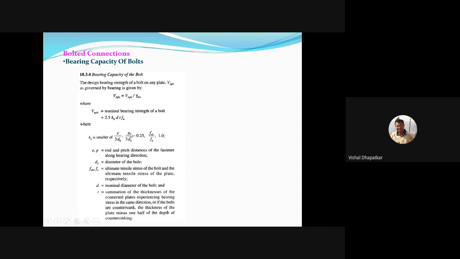Another thing is distance between the pitch. If the two holes are very close to each other, in that case also, before failure of bolts, the area available between the two holes will get deformed and failure could occur. Then the ultimate strength of the bolt to the ultimate strength of the plate depends on the grade of the bolt. If high strength bolts are there and if mild steel plate is there, then plate will fail first. So based on this kb factor is determined. The smaller of all these terms will be considered for calculation of the nominal bearing strength of the bolt.